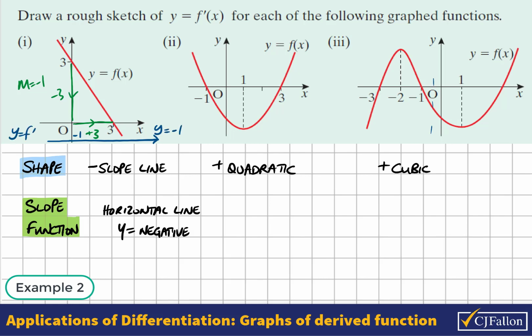In the second question, it's a quadratic. If we differentiate a quadratic, a positive quadratic, we should get a line with a positive slope. So we know what type of line it is. We also know one important point in the line.